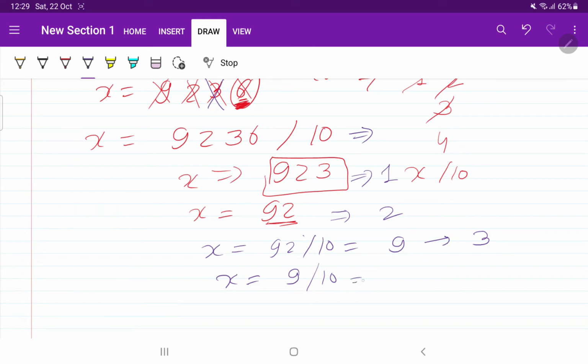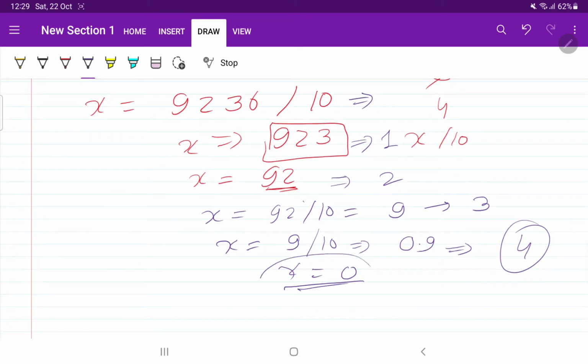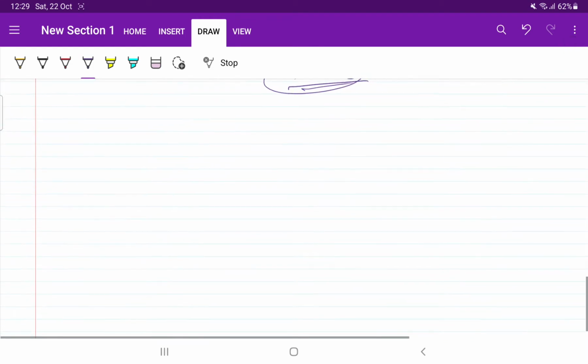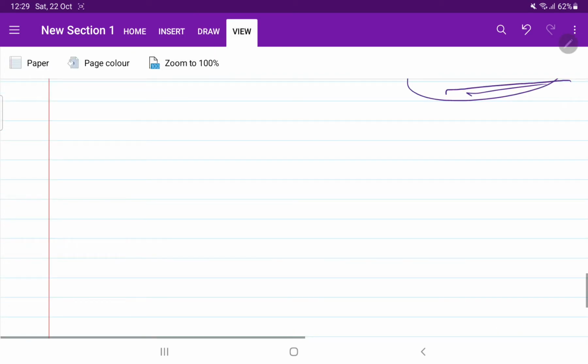And if we divide 9 by 10, we are going to get 0.9. But I told you the computer will give the integer solution, just the number before the decimal. Means the computer will give us value 0. But our count is increased to 4. So as soon as we get the 0, it means we have got the number of digits present in the number. So for this we have used this method.